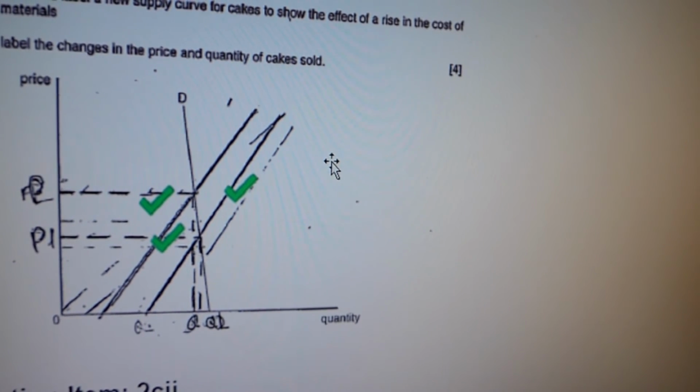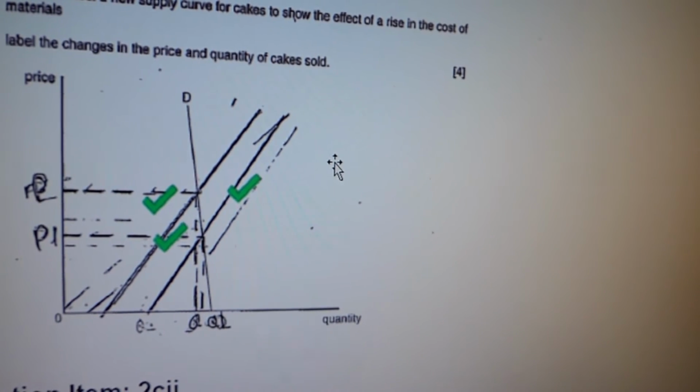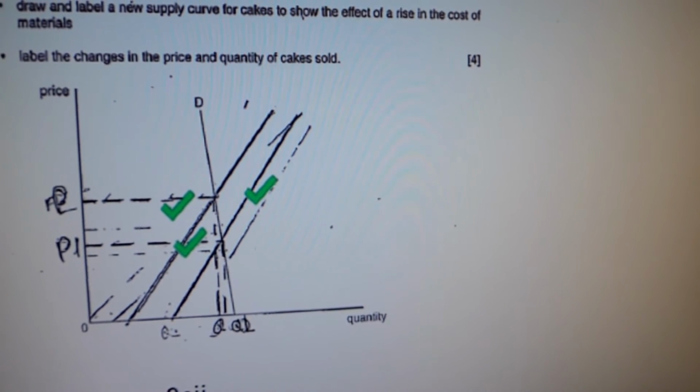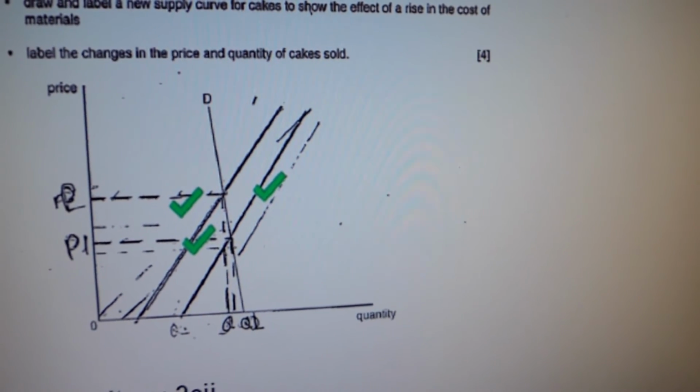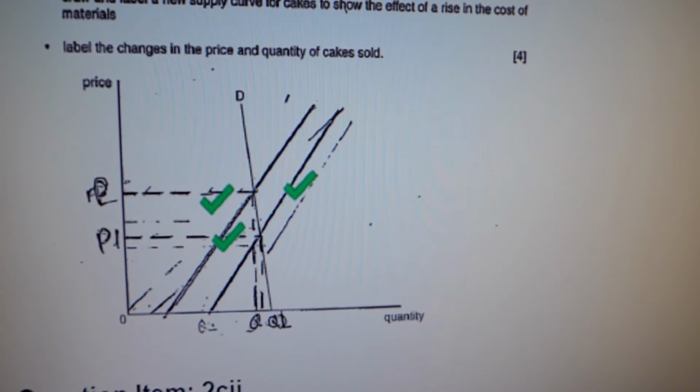Unfortunately, not labelled the supply curves. And that very elementary basic mistake has cost this candidate 1 mark, which would have taken them 1 mark over the A-star threshold in this instance. So be careful with your diagrams, ladies and gentlemen.